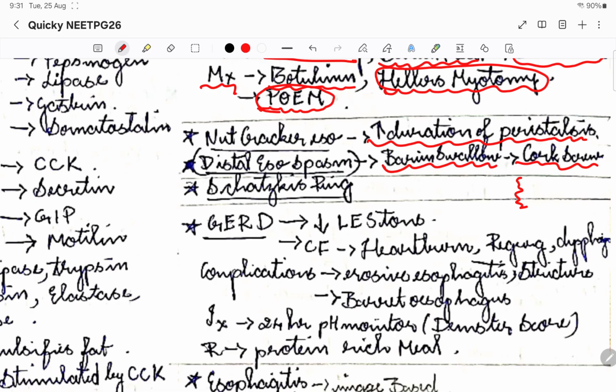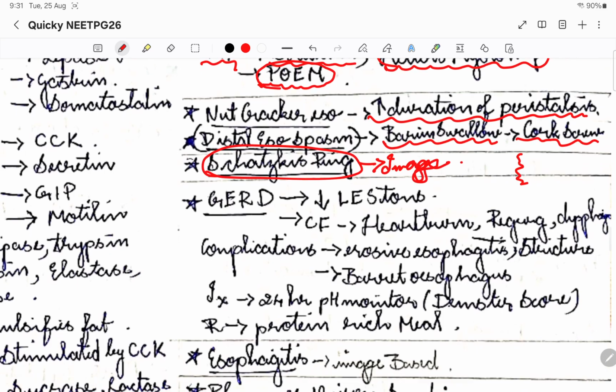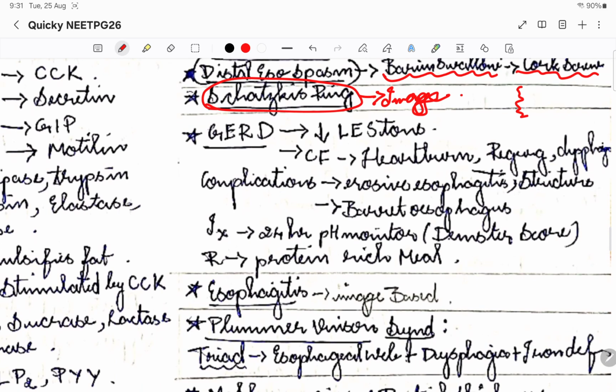There is something called Schatzki's ring. Please go and see an image of Schatzki's ring. An image-based question might come, so just go and identify Schatzki's ring. Now coming to gastroesophageal reflux disorder. See, in achalasia cardia, what happened was the esophageal sphincter had too much spasm and it was not opening at all.